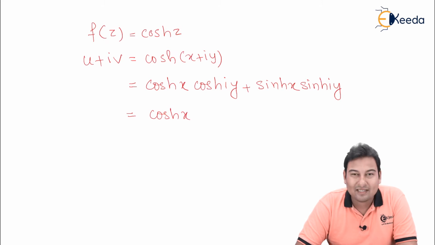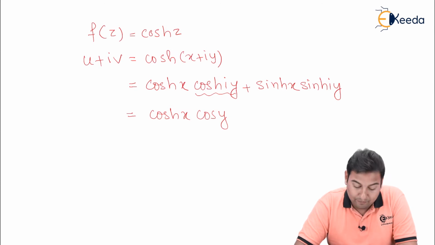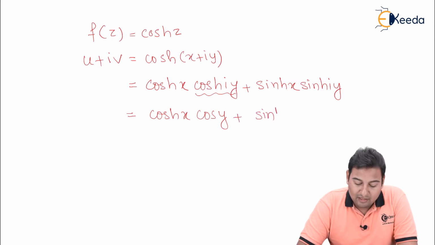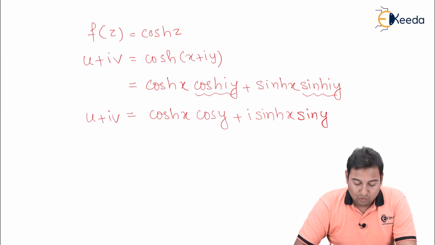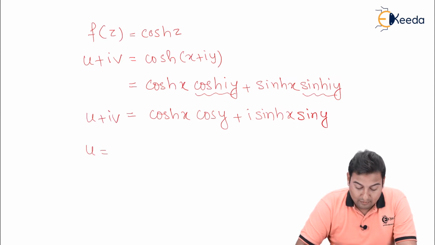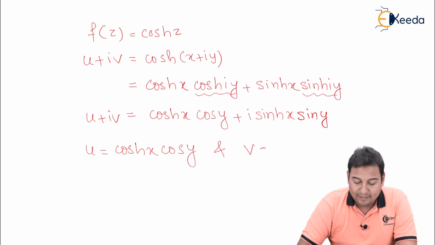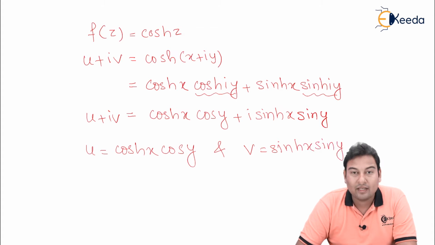cos hx will remain as it is. In cos hiy, we do have i in the angle, and this is hyperbolic, so that will be converted into circular. i comes out in sin and tan. This will remain as it is, as there is no i in the angle. Here i will come out, and this is hyperbolic, so it will be converted into circular. So after equating, you will get the value of u as cos hx cos y, and v is sin hx sin y. So we need to check whether the CR equations are satisfied or not.